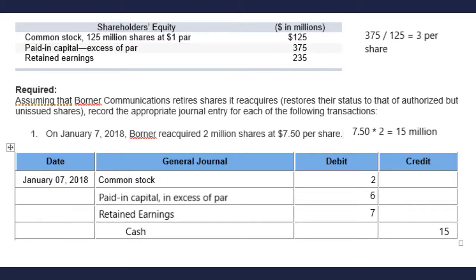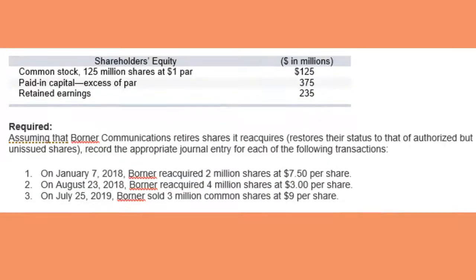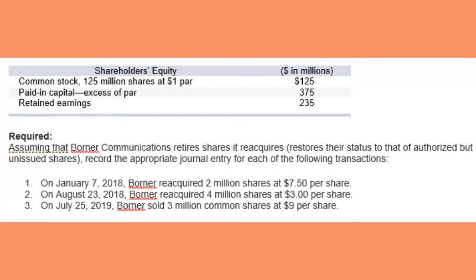Basically, since we're paying them more than they paid us originally, we're really giving them some of the earnings. We're allocating some of the earnings back to this owner that we just bought the shares back from. All right, so now what's going on here? Well, here's the full little bit of information.